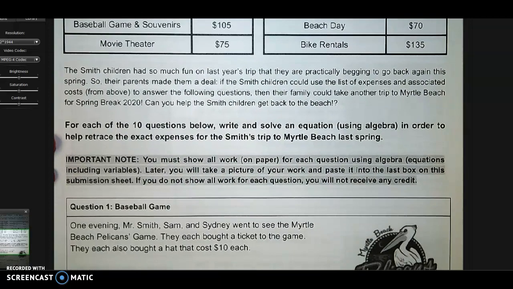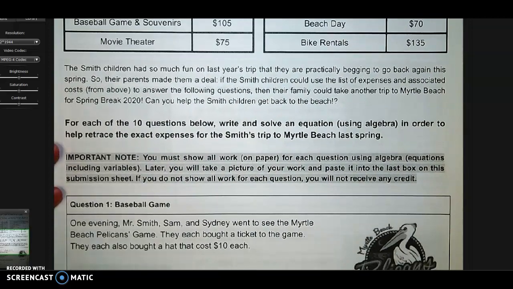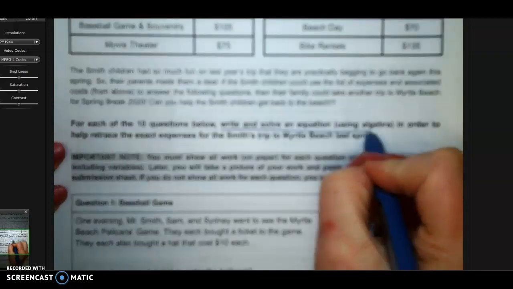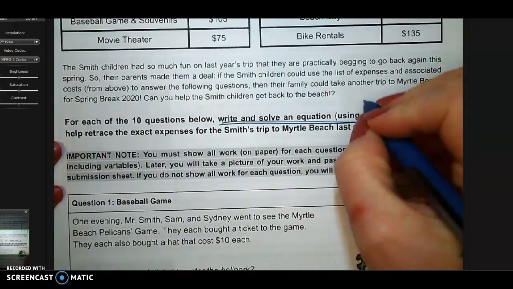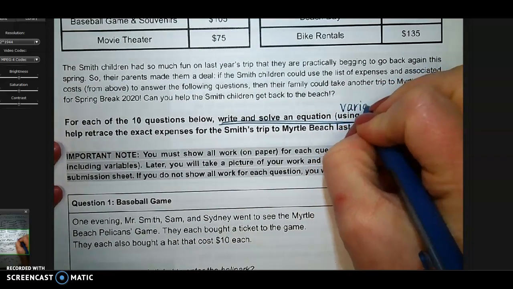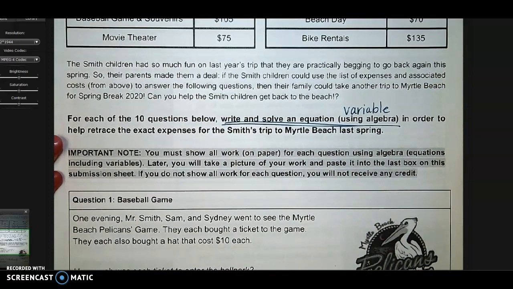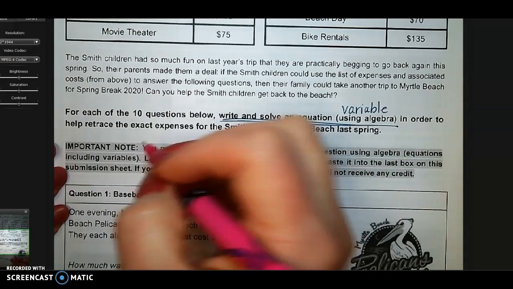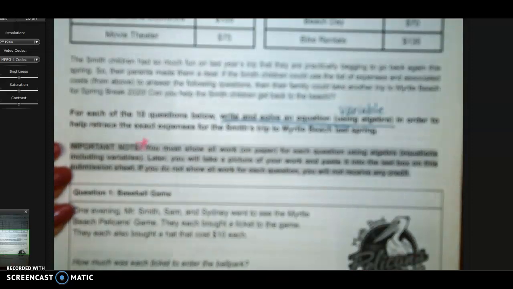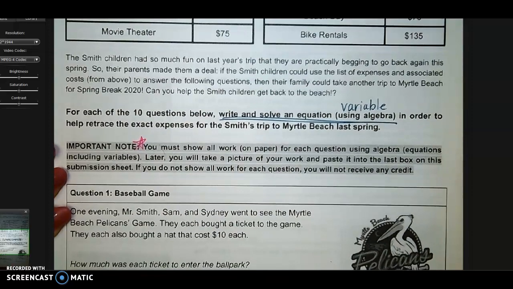So then it says for each of the 12 questions below, write and solve an equation using algebra. This means that I must see a variable and I must have an equation that you're then going to solve. And that will help you retrace the exact expenses for the Smiths' trip to Myrtle Beach last spring. You must show all of your work on paper, and when you looked at this online, it was bright yellow. It was hard to miss.